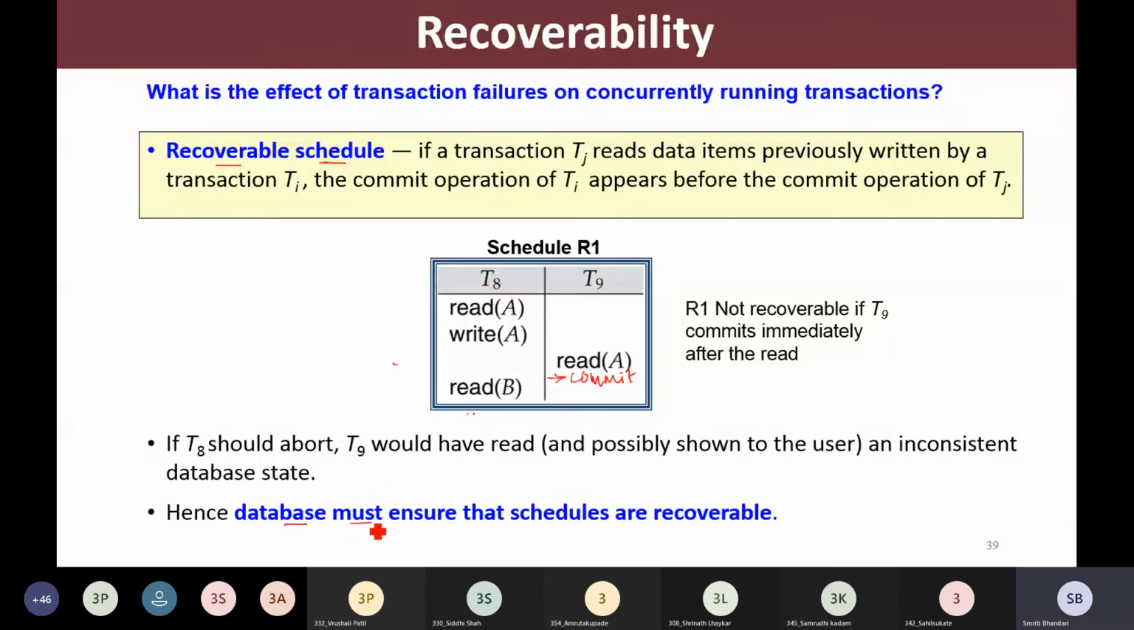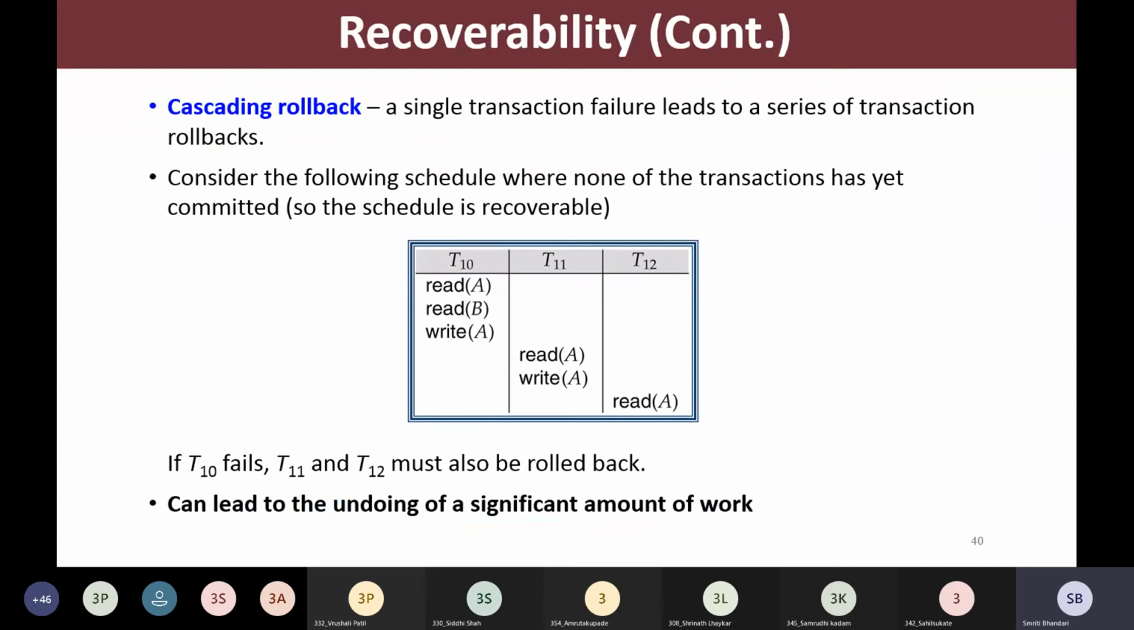So our database system must ensure that the schedules are recoverable. One important point that we discussed earlier is that the schedules must be serializable. Now the schedules must also be recoverable. Let me proceed with one more concept, and that is cascading rollbacks.